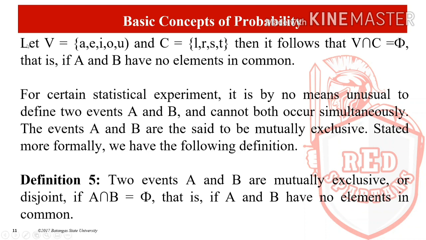So, another, let V or event V is equal to A, E, I, O, U. Yung ating mga vowel letters. And C is equal to L, R, S, T. Then it follows that V intersect C is equal to null set. So, ibig sabihin, pag walang nagkapareha sa event V and event C, so null set yung ating answer. So, ibig sabihin dyan, V and C have no elements in common. Ang tawag dyan ay mutually exclusive.